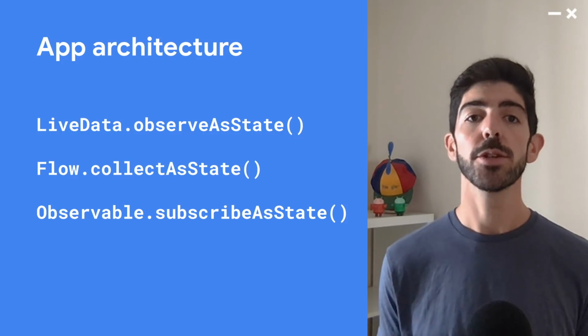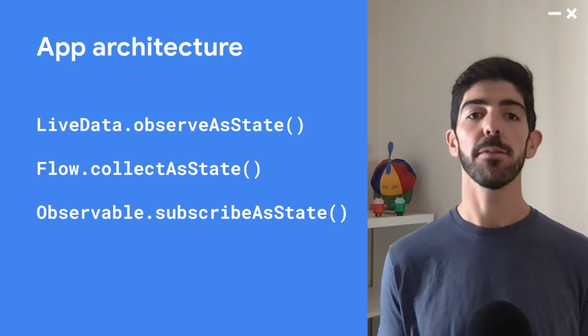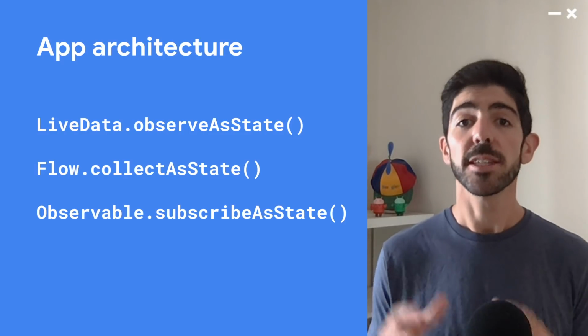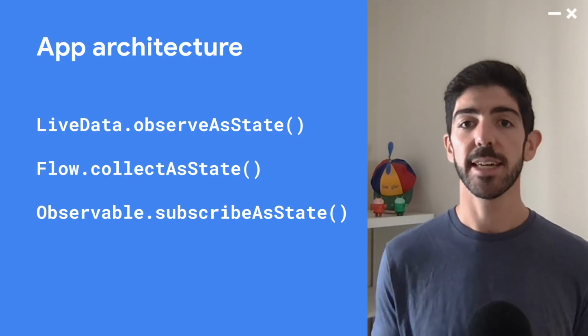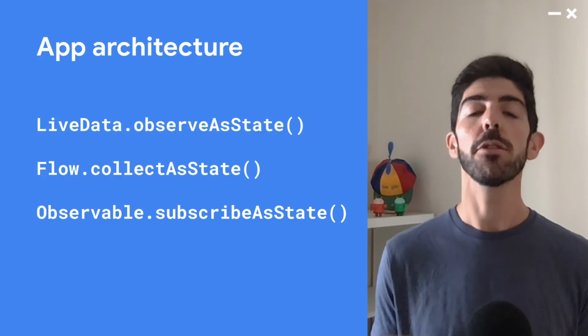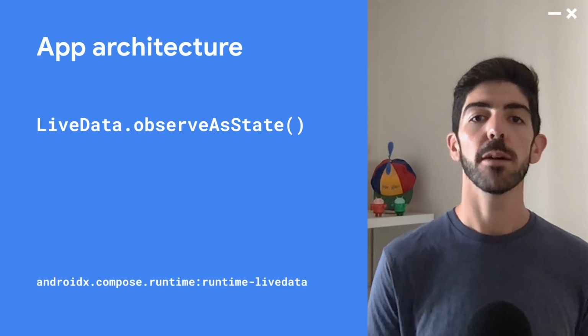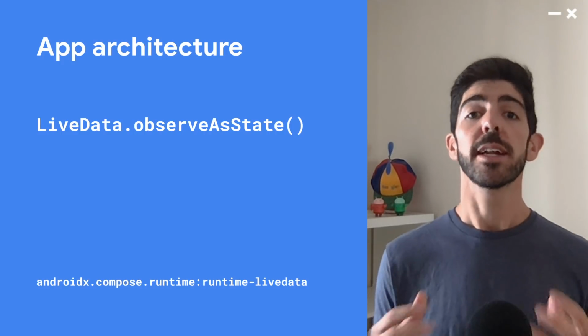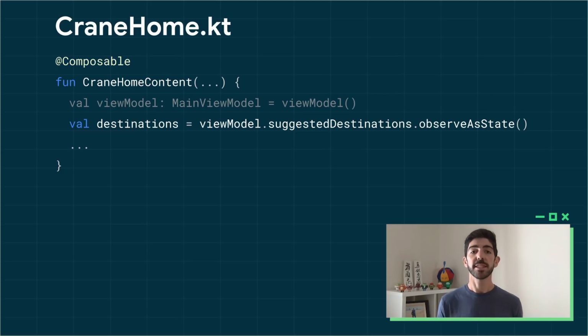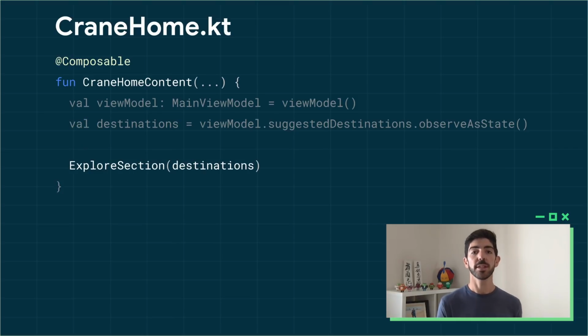Compose also comes with extensions for working with LiveData, Flow, and RxJava. Each of them are available in their own different artifacts. This will register as an observable and represent the values as a state. Every emitted value will cause a recomposition in those places where state.value is used. In the following example, we'll be using the LiveData extension that is available in the runtime-livedata artifact. The ViewModel exposes the suggested destinations LiveData, which we use to call observeAsState to listen for new destinations. Then, we can pass the destination state to another composable that will recompose when reading it.